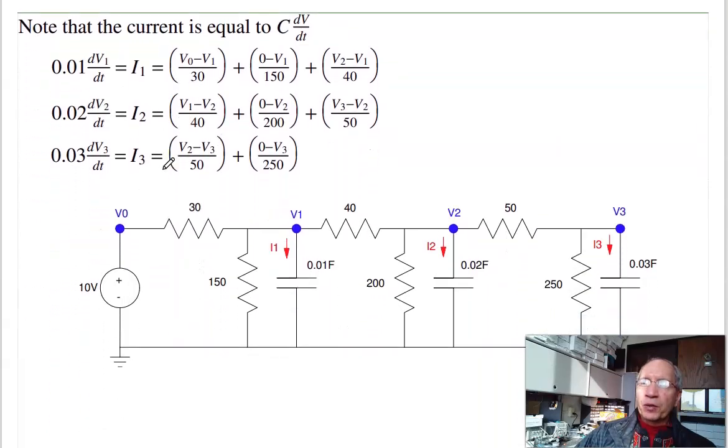Next, note for capacitors, the current is C dV/dt. So there's my differential equation. There's my first coupled differential equation, second, third. So I actually have three coupled first-order differential equations that describe the circuit. So anytime you have capacitors, you're talking differential equations. Again, it sounds intimidating, but it's actually not that bad. With Matlab, the challenge is, can I write the differential equations? Once I can write them, I can solve them using numerical methods.